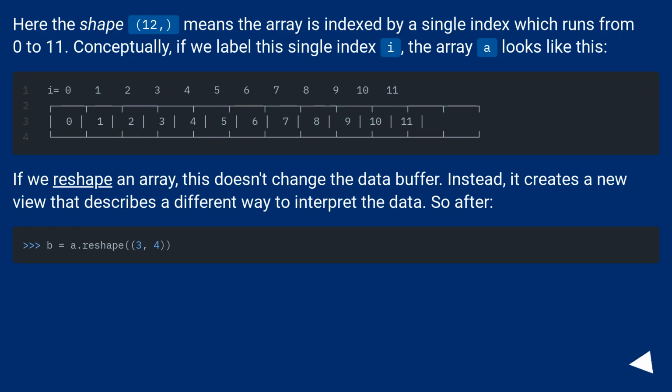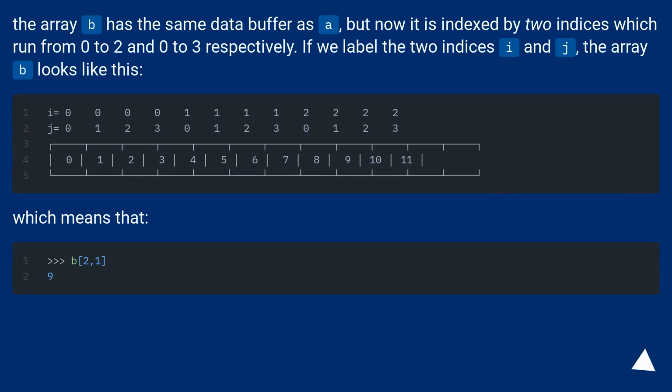If we reshape an array, this doesn't change the data buffer. Instead, it creates a new view that describes a different way to interpret the data. So after reshaping, the array B has the same data buffer as A, but now it is indexed by two indices which run from 0 to 2 and 0 to 3 respectively. If we label the two indices i and j, the array B looks like this.